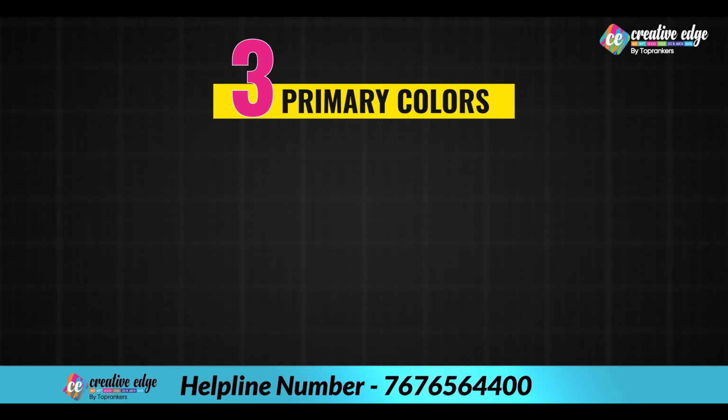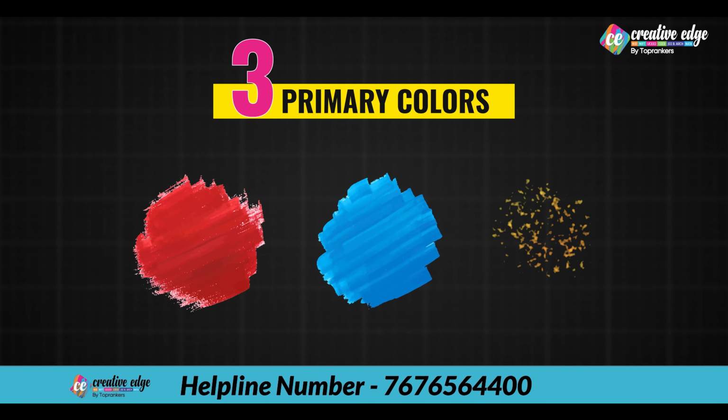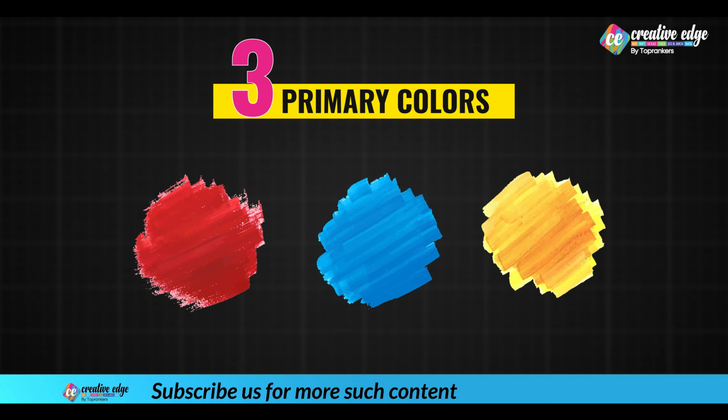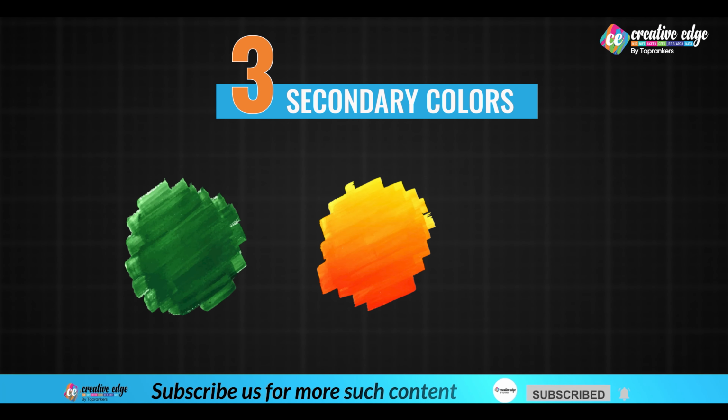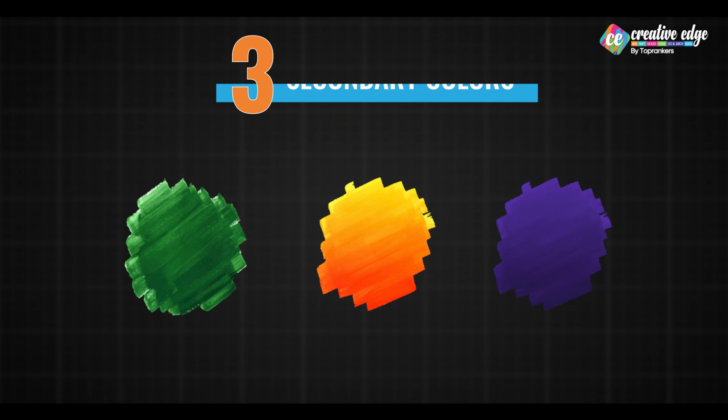We have three primary colors, red, blue and yellow, which are the building blocks of all the colors. When we mix these primaries, we get secondary colors, green, orange and purple. Similarly, when we mix secondary colors, we get tertiary colors.